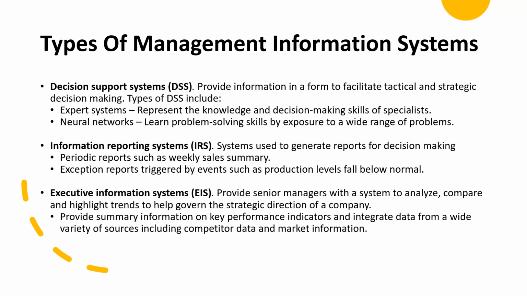The other type is information reporting systems that are mostly used for generating reports for decision making and produce, for example, periodic reports such as weekly sales summary and exception reports triggered by events that the system may note, such as production level falls below normal. So these are systems that are made to provide reporting based on certain criteria that the organization needs.